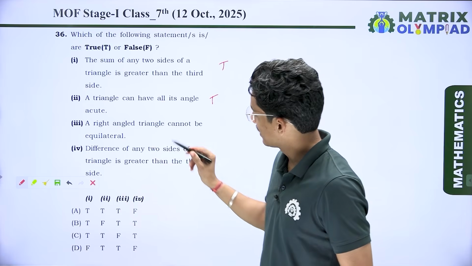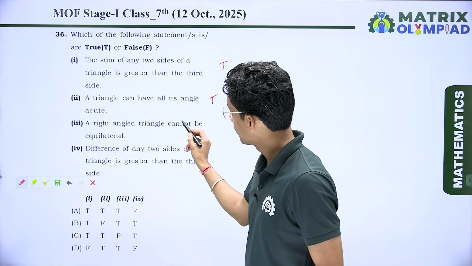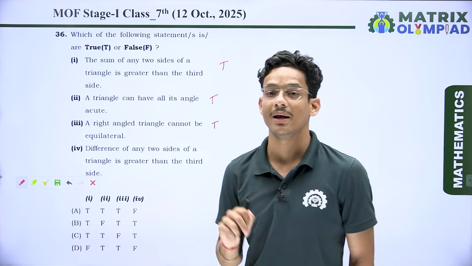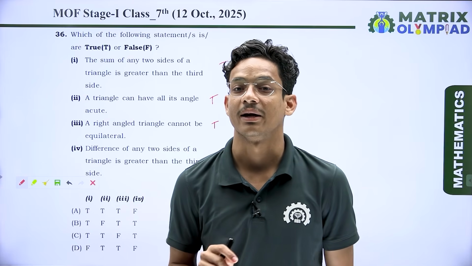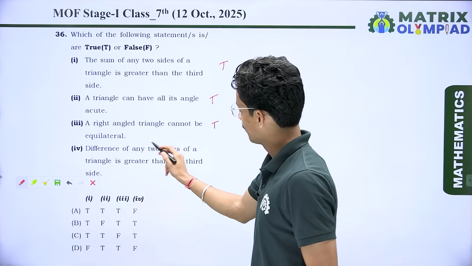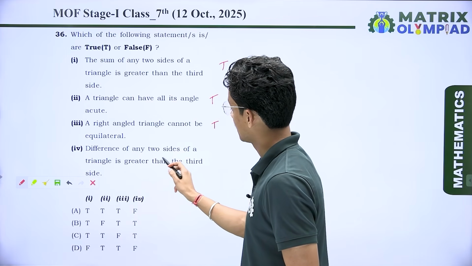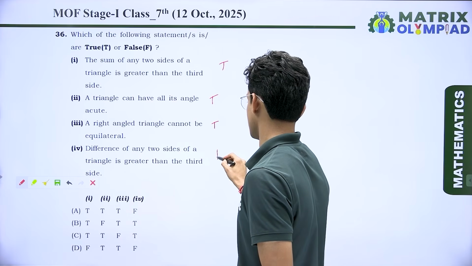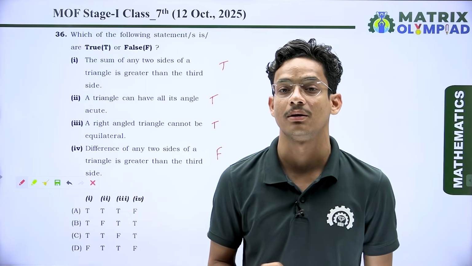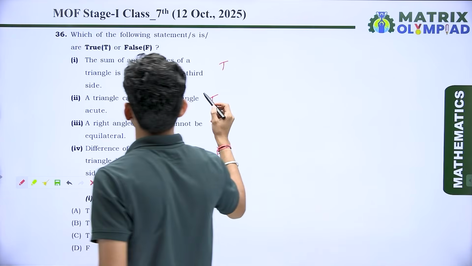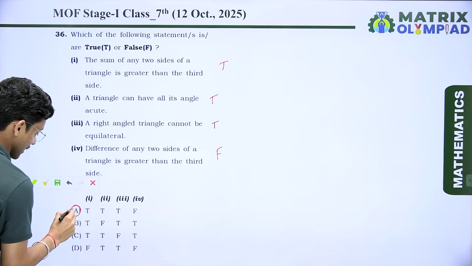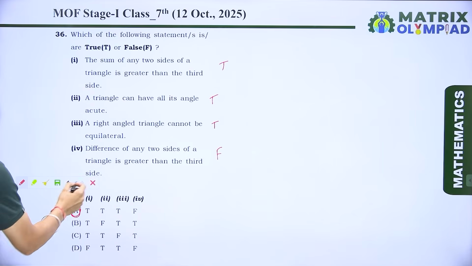Okay, next, a right angle triangle cannot be equilateral. Yes, this statement is also true, because in an equilateral triangle all the angles are 60, 60 and 60 degrees. Okay, the difference of any two sides of a triangle is greater than the third side. No, this one is false, because the difference of any two sides of a triangle is less than the third side. So the correct option is true, true, true, false. It means option A is the correct answer over here.